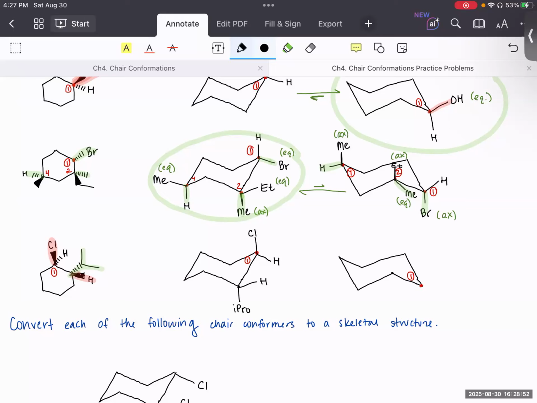Next, we would do that chair flip. So everything would shift over 1 carbon, and we would swap positionings for axial and equatorial. So that chlorine that was initially in the axial position would end up in the equatorial position here. And we can see that it's still tilted slightly up. I highlighted those.